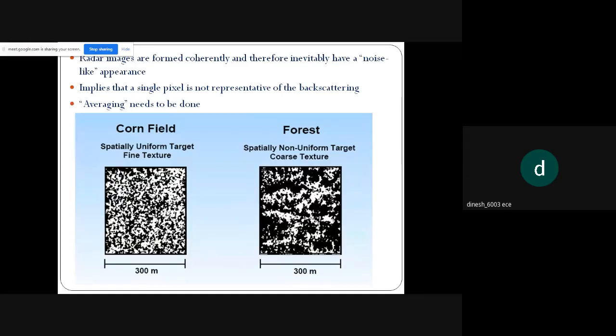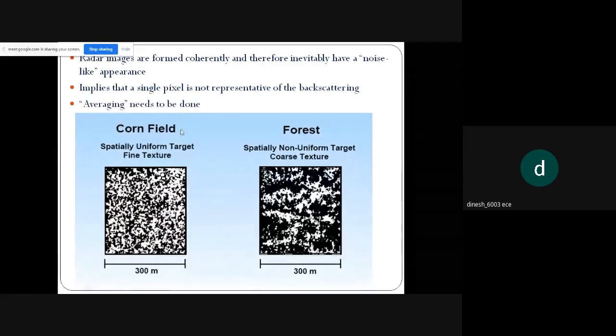So the radar images are formed coherently and therefore inevitably have a noise-like appearance. So this implies that a single pixel is not representative of the backscattering. So we need to do averaging. You can see that.